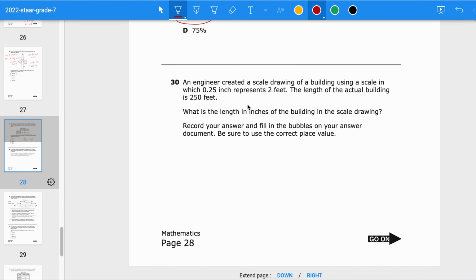Number 30 is about scale. So if in the drawing it is 0.25 inch and the real, actual length is 2 feet, and then if the actual building is 250 feet, what is the drawing?